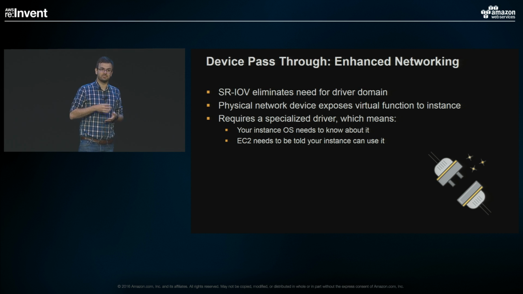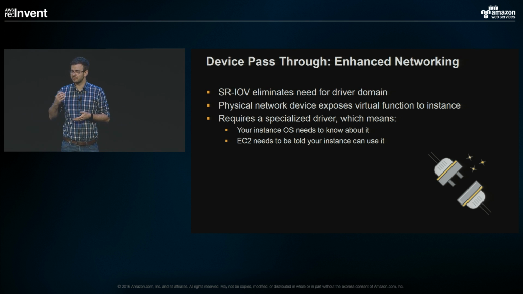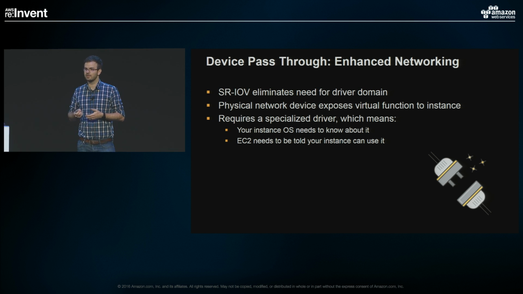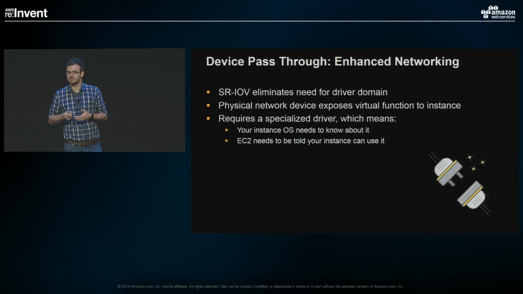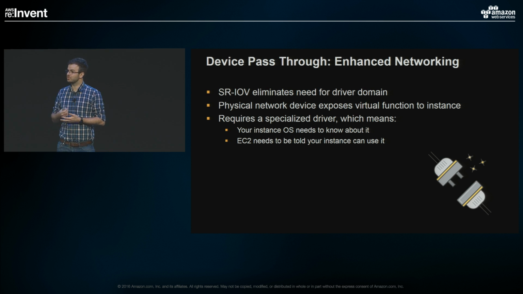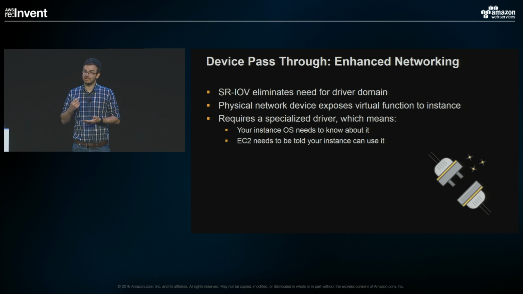Now, along the lines of the split driver model, it was at the time of the C3 launch that we introduced a new way to talk to network devices, and that's enhanced networking. Under the hood, enhanced networking uses a technology called SR-IOV, or Single Root I/O Virtualization. What this does is it allows the physical network device to be exposed directly to your operating system so that your calls don't need to go through the hypervisor. To use enhanced networking, it does have a few requirements. You do need a special driver to be installed in your operating system, and EC2 needs to be told to expose the network device in this different way.